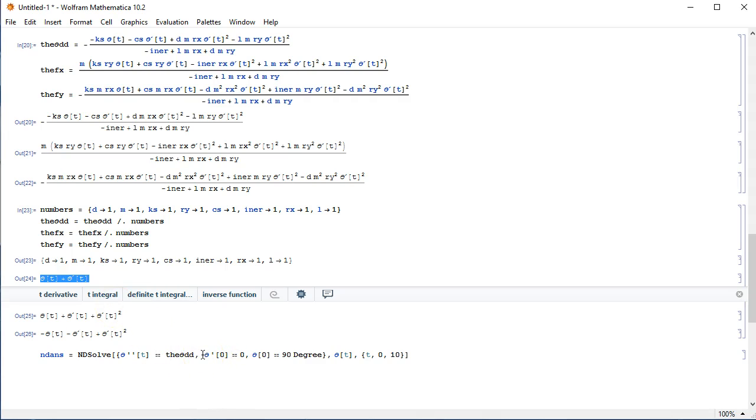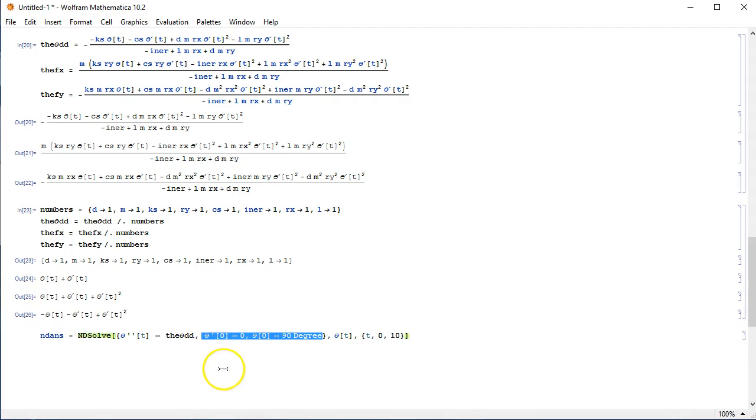When you solve differential equations, just like when you integrate, you have arbitrary constants. The way you tell Mathematica what your arbitrary constants are is like this. What you're saying here is that theta tick, the angular velocity at time equals 0, is equal to 0. And that theta at time equals 0 is equal to 90 degrees. Okay, so those are your initial conditions. Maybe for your problem they're different. I don't know. It's up to you.